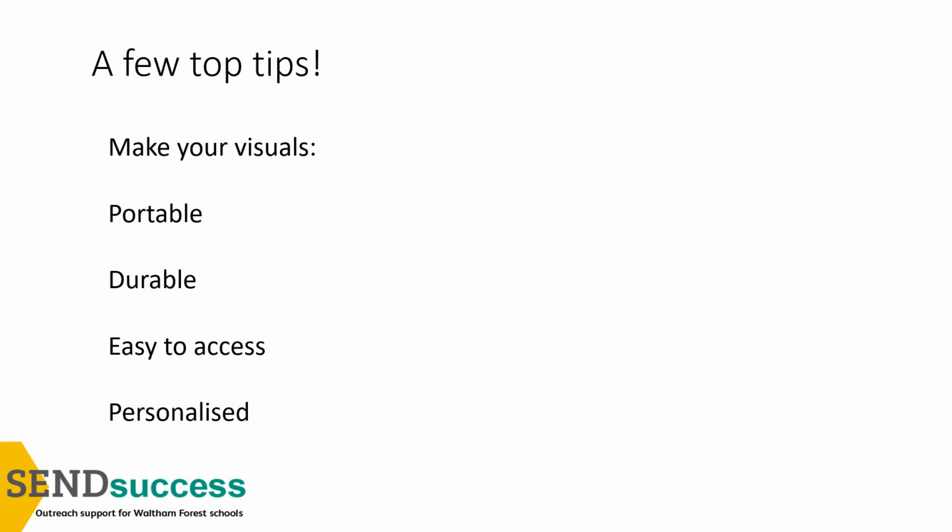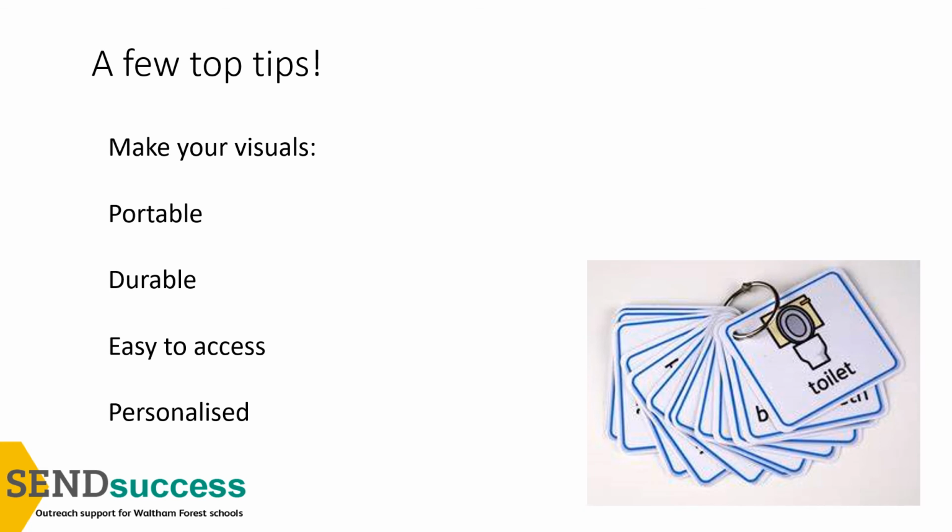And then make sure they're personalised. So as I've said before, there's no point using visual support if your child doesn't understand them. Having a key ring on a lanyard, for example, with a range of different symbols can be a really useful, really good practice way of using visual support. But again, this has to be meaningful for the child and relevant to their needs.